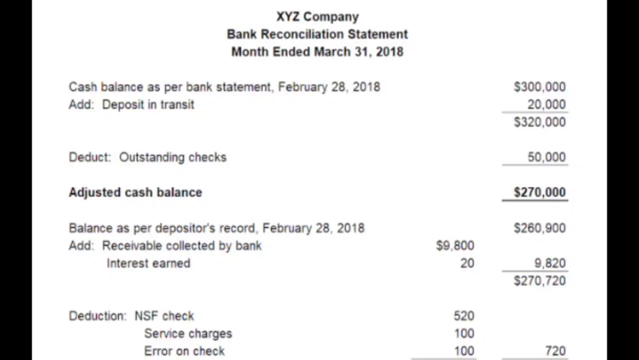Now the bank has got the adjusted balance of 270,000. Then we have balance as per company's record, 260,000, and receivable collected by bank. So these are the standing orders which the bank had already added in its record, so the company has to do the same. 9,800 would be added. Then interest earned by the company, so the company has to add this in its books. So total 9,820 would be added. Then deduction: NSF check, not sufficient fund check, 520. Then service charges 100, and then error on check 100 would be deducted. So the company would get the adjusted cash balance as the bank. So both have the equal balance as 270 and 270.